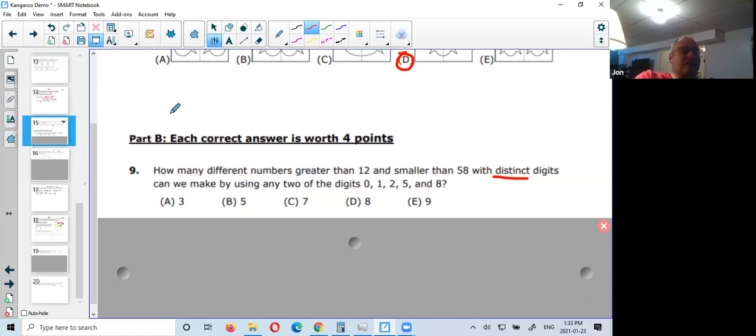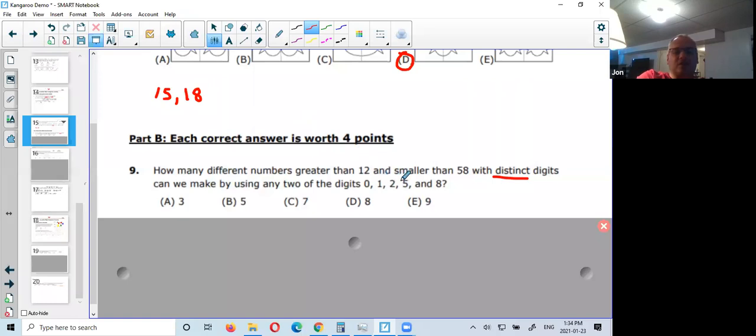We're going to write them out. So what's the first number that's bigger than 12 that I can make here? 15. Right. Starts with 1. Hey Nathan, don't write on the screen, please. Let's write them out. What's the next biggest number that you can write? 18, right? That's bigger than 12.